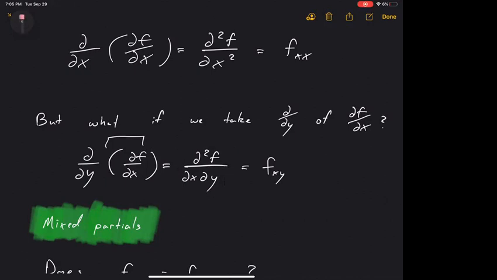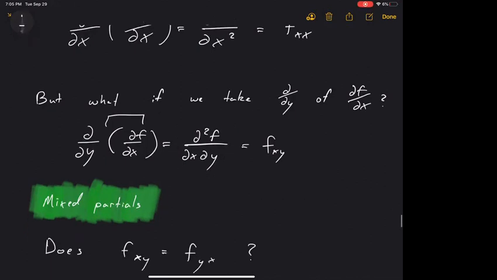Okay, and the order here is important. This is saying I'm differentiating f twice, with respect to x and then with respect to y, which gives me this, f sub xy. Again, order being, I'm doing the derivative with respect to x first and then y.